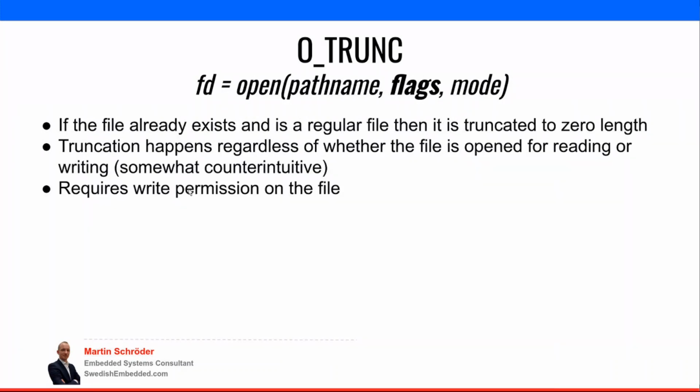Truncation. If we specify the O_TRUNC option, then if the file already exists, it's opened and its data is discarded, so its length is essentially 0. And we can start writing to the file from the beginning. It obviously requires write permission to the file. If you don't have write permission, you cannot use this option and be able to write to the file.